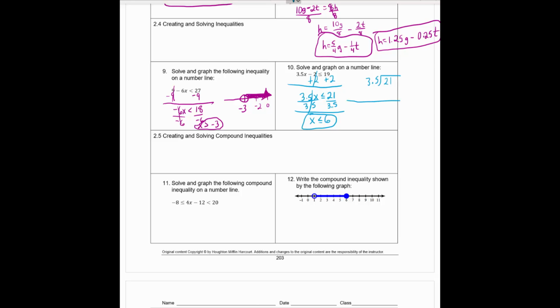Now for our number line, I'm going to put a filled in circle here at 6. And then I'm going to think, less than is to the left. And that's my answer. 11 and 12 are solving compound inequalities, or creating and solving compound inequalities.